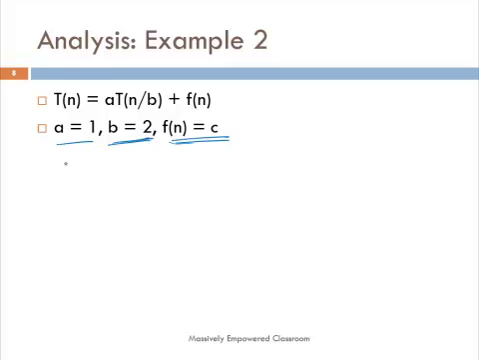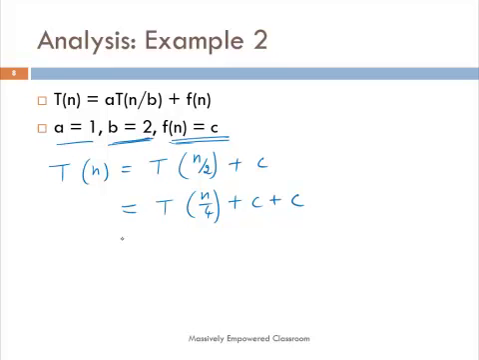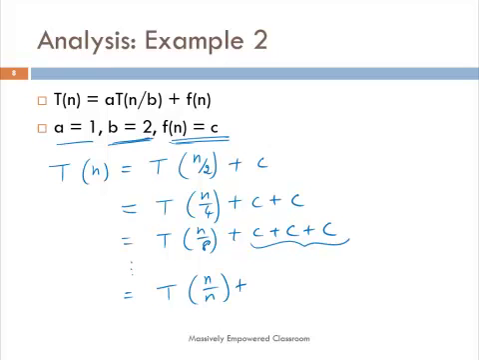If this happens, let's see what will be the recurrence relation. T of n is T of n by 2 plus c. Right? So a is 1, b is 2, f of n is c. Applying the substitution method, this is nothing but T of n by 4 plus c plus c, which is nothing but T of n by 8 plus c plus c plus c. Right? And so on.